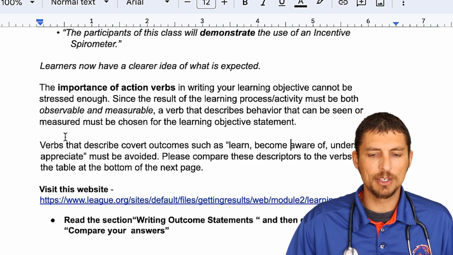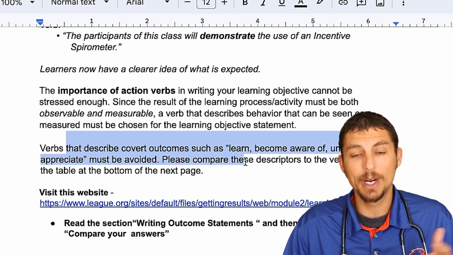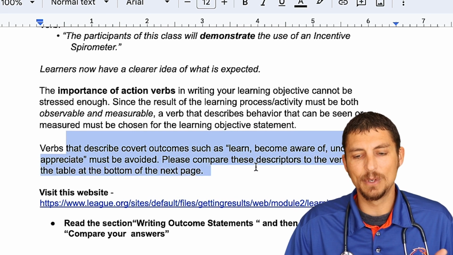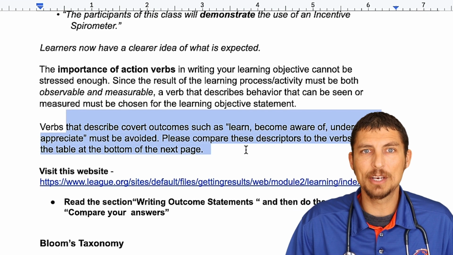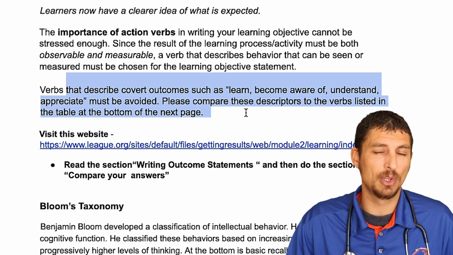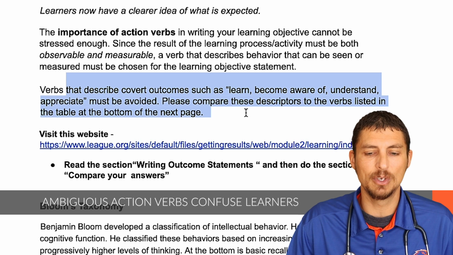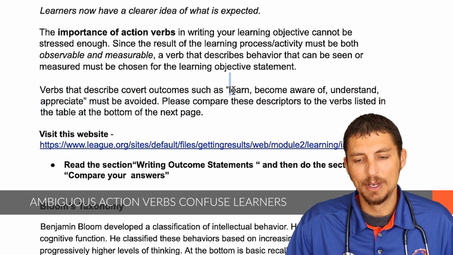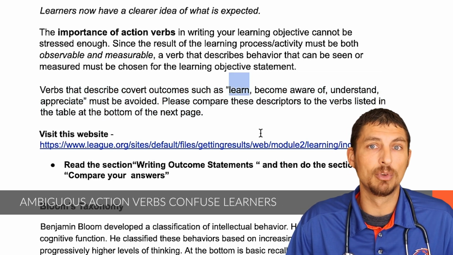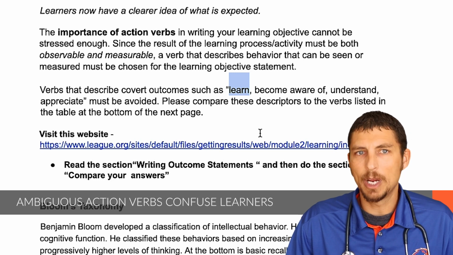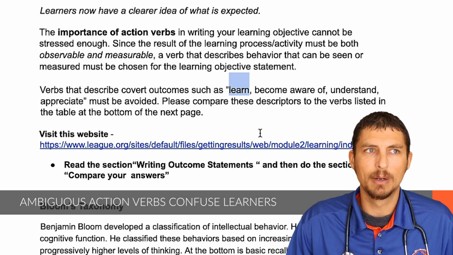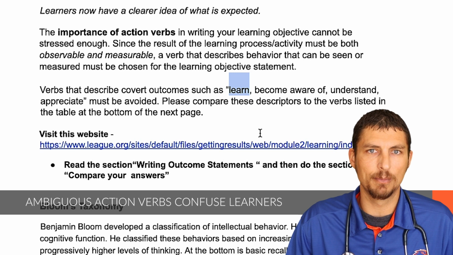So when it comes to those action verbs, there's a few that you want to avoid altogether. And I've listed a few of those here. You want to avoid those action verbs because they're really ambiguous to the learner and they're not going to be able to clearly understand what you're asking them to do. So take, for example, if you're telling the student that they need to have learned something. Okay, well, what does that actually mean? How do I demonstrate that I've learned something?